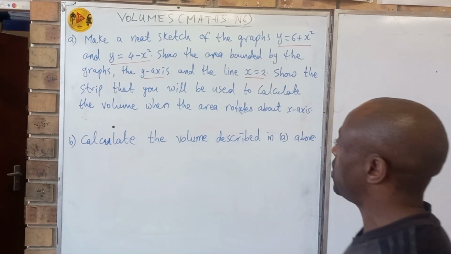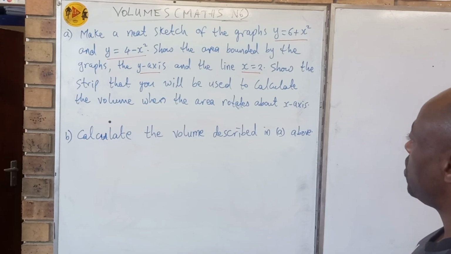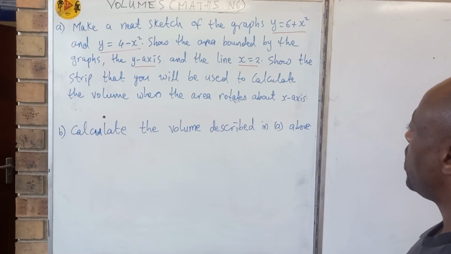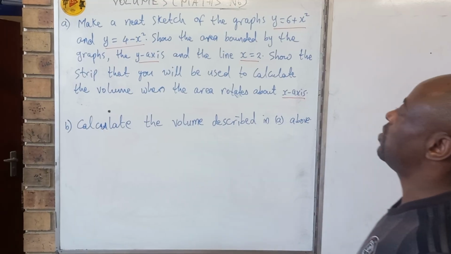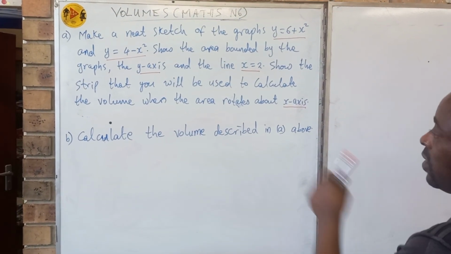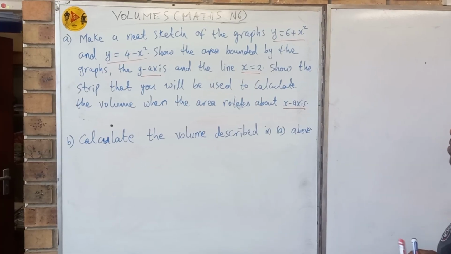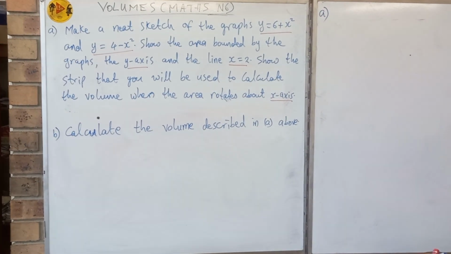You see, when I read the question on volume, those are the key things to pick out. Then show the strip that you use to calculate the volume when the area rotates about the x-axis. So those are the key things I pick out when I'm doing volumes. Now, we will start with the A part. We will have to sketch our graphs.